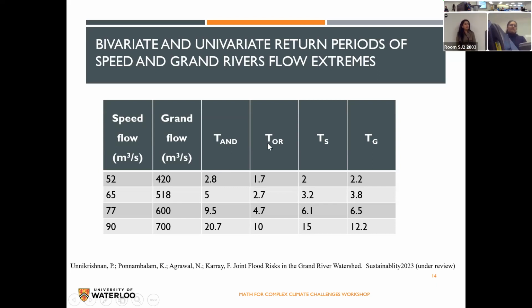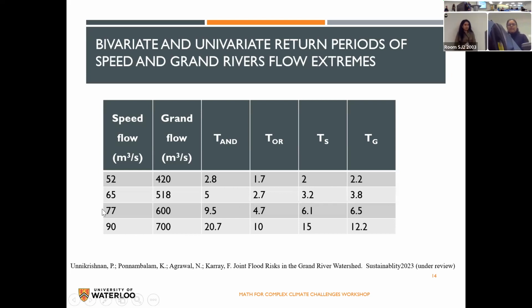T and T' are the joint return periods calculated using Copula by considering the dependence between the extreme values. It can be seen that for higher flow conditions, considering the joint return periods, or the interdependence between extreme values, is important to understand more about the flood dynamics. For example, the last event here, which is the 90 and 700 flow in Speed River and Grand River, is a 12 and 15-year event when considered as univariate analysis. That means we are not considering the interdependence between the flows, but it is a 10-year event if we are considering the interdependence between the Speed and Grand River.